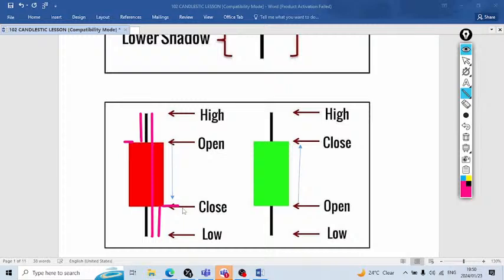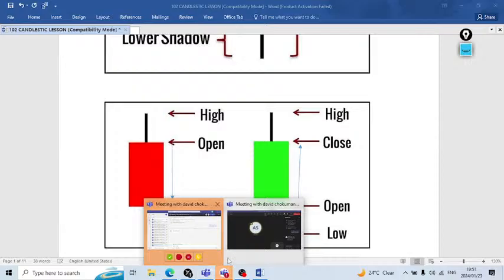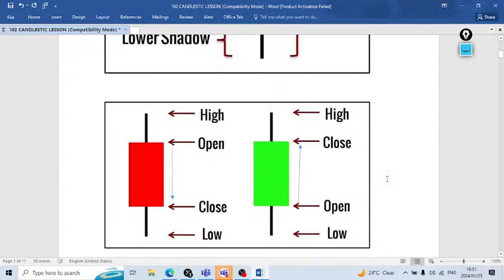Let me check something. Sorry, guys. Wait, wait. Oh, I didn't share the screen. Can you now see the screen?